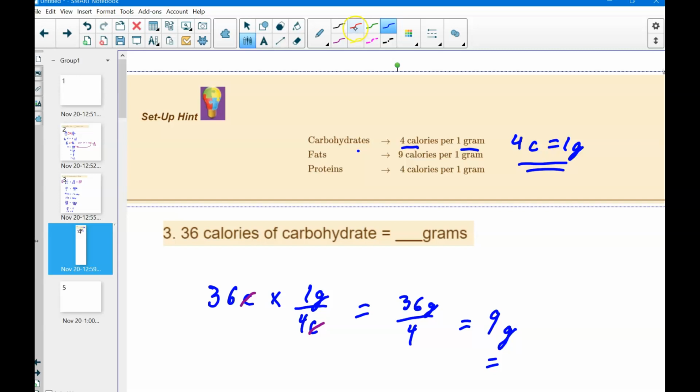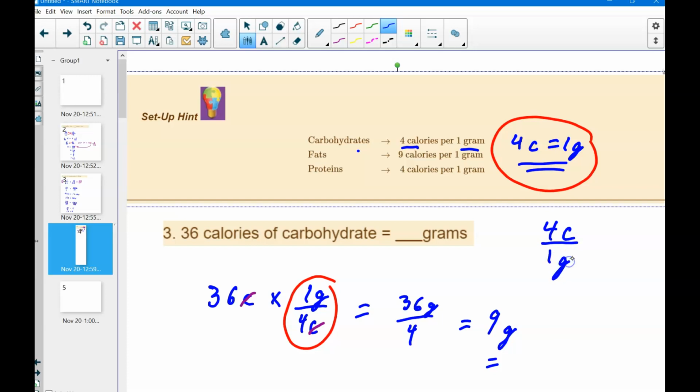Did everybody see what's happening right here? When I change this into this? Everybody cool with that? How come I didn't do this? Why did I use this one? Why did I write it this way, not this way?